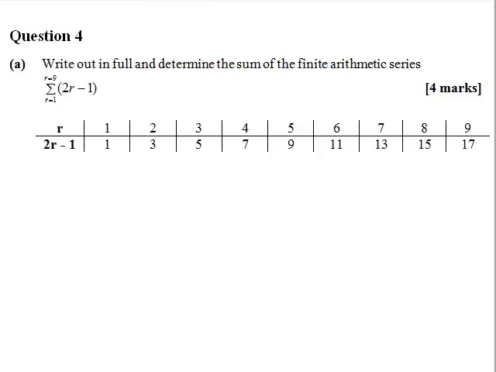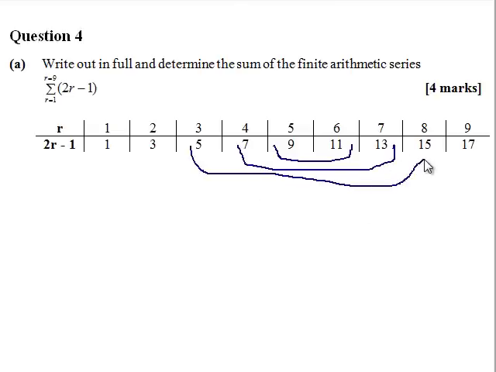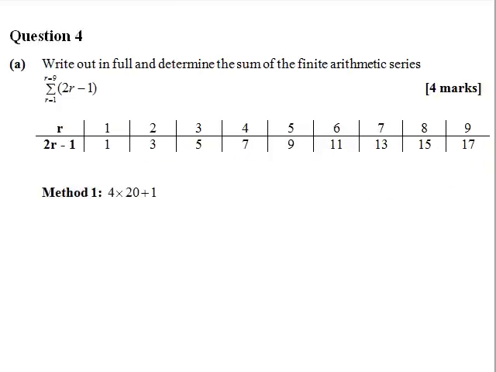The best way to calculate the sum of a series is by using the formula, but if you can't remember the formula, you can just add the numbers. But before we do that, let's notice that 9 plus 11 is 20, 7 plus 13 is 20, 5 plus 15 is 20, and 3 plus 17 is 20. So we've got 4 lots of 20 plus 1, which means that the sum of the series is 81.